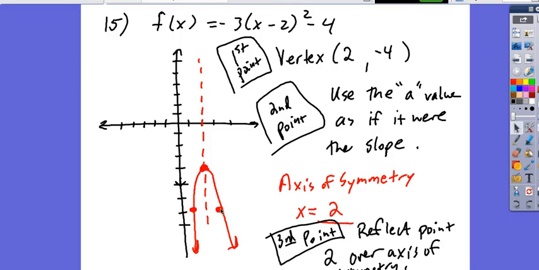That is, just reflect across the axis of symmetry. So, since my second point was 1 unit to the right of the axis, my third point needs to be 1 unit to the left of the axis. Make sure you're careful when you're doing this, that you don't go too many units over. Okay, so there's your example.